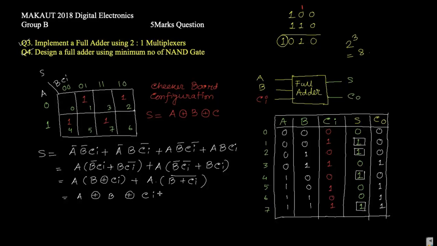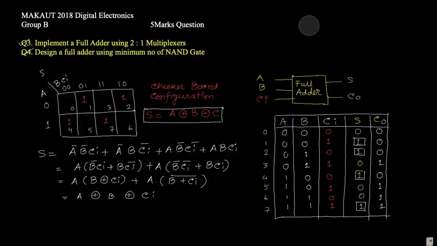Whatever, you can solve it through the Karnaugh map or through Boolean algebra. Now this is the expression for S. S is nothing but A XOR B XOR Ci. Now what is the expression for C? For C we can make the adder circuit.